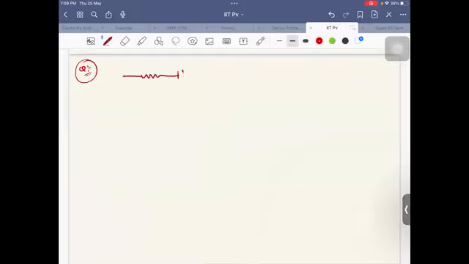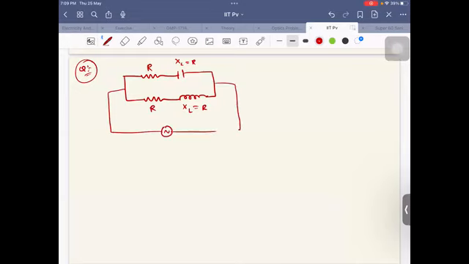We have a resistor and then a capacitor in series with that, and one more resistance and one more inductor here. So this capacitive reactance is given as R, resistance is R, and inductive reactance is given as R here. Now here I am keeping some AC source. Now the question is, they're asking us the power factor. So what is the power factor for the given circuit?